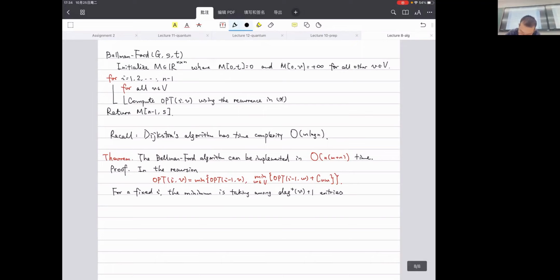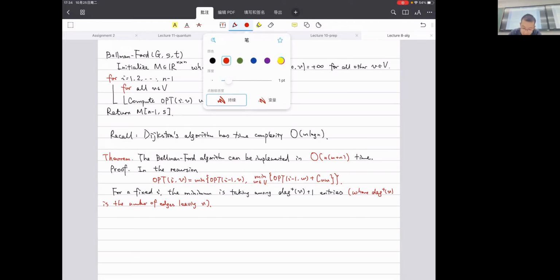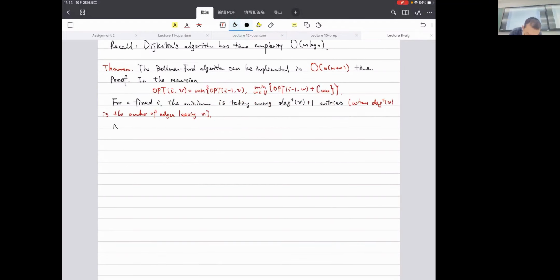Let's take a note here, where degree plus v is the number of edges leaving, the number of odd edges or odd degree here. On the other hand, note that for a directed graph, each edge is an odd edge on one vertex and an even edge on the other vertex. So we know that the summation is going to be exactly m, because each edge is exactly one odd edge on one of the vertices.